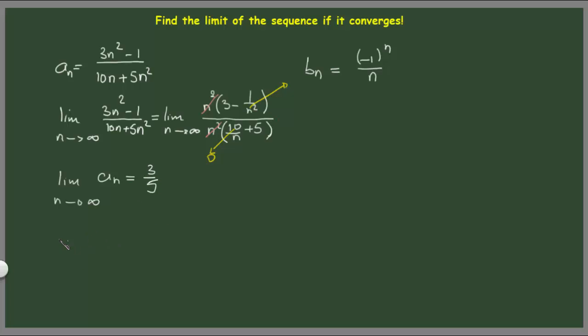Here we can say that our sequence converges, and its limit, just put a comma and write it: the sequence converges and the limit is 3/5.